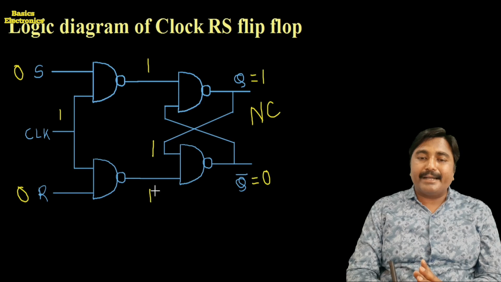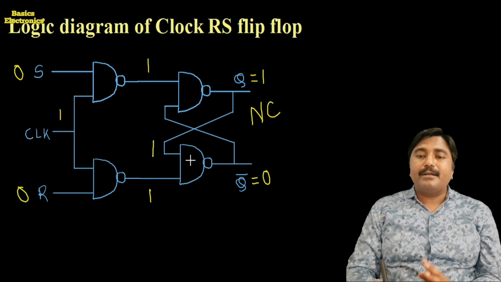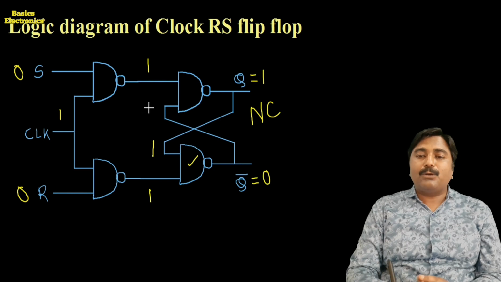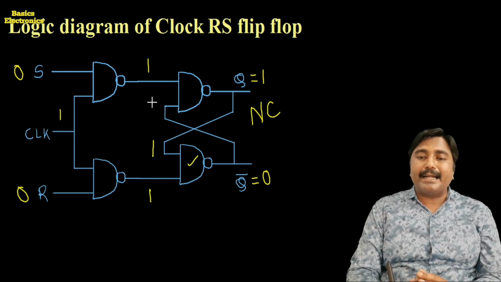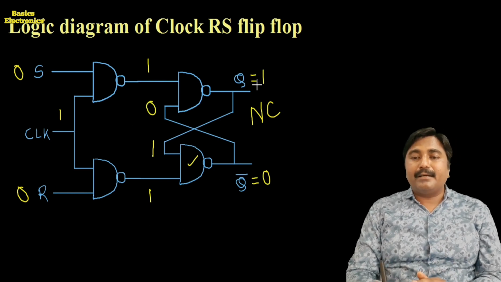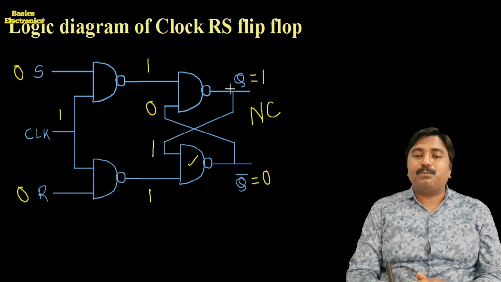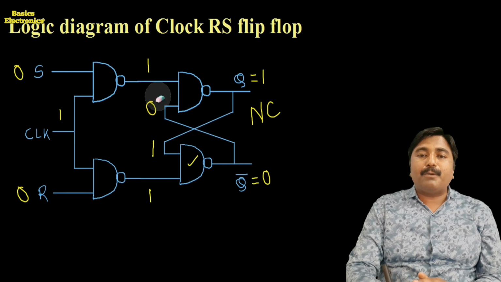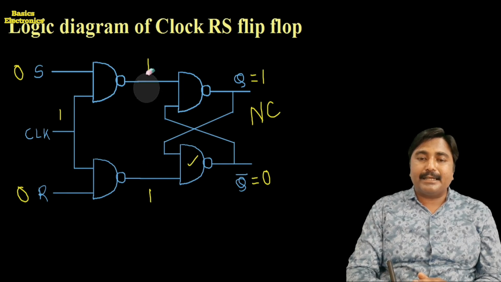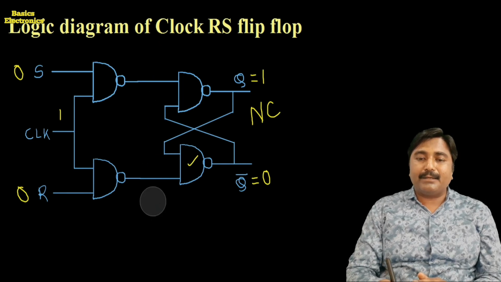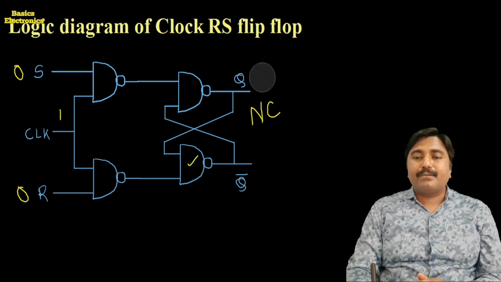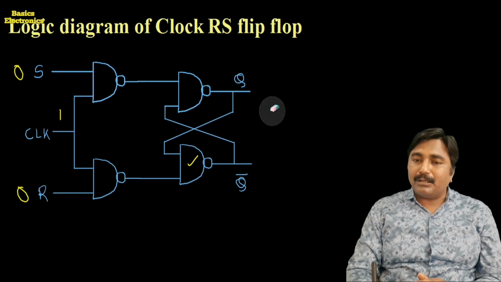Q is equal to 1, it is applied to the lower NAND gate, then its output is equal to 0, and Q bar is applied to the upper NAND gate, its output is equal to 1, as one input is low. So therefore we say the flip-flop output is in the no change condition when the S input is equal to 0, R input is equal to 0, and the clock pulse is equal to 1.